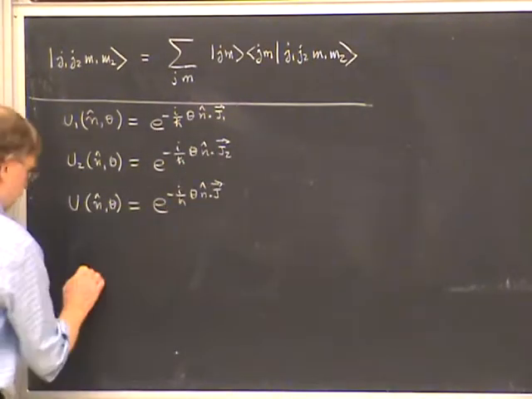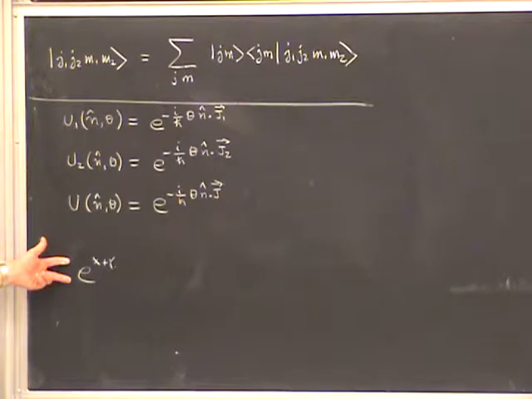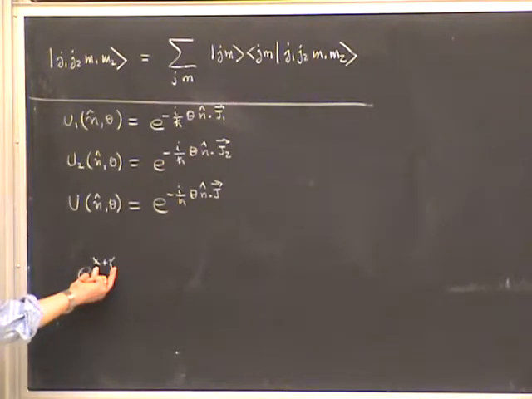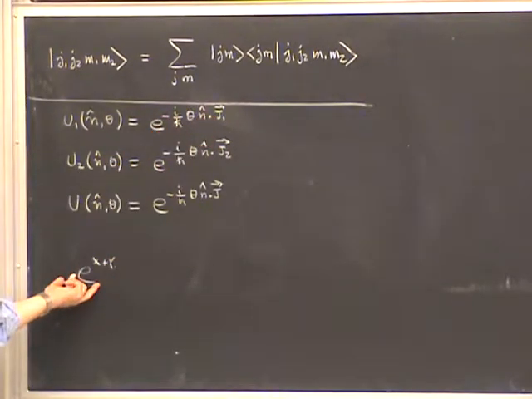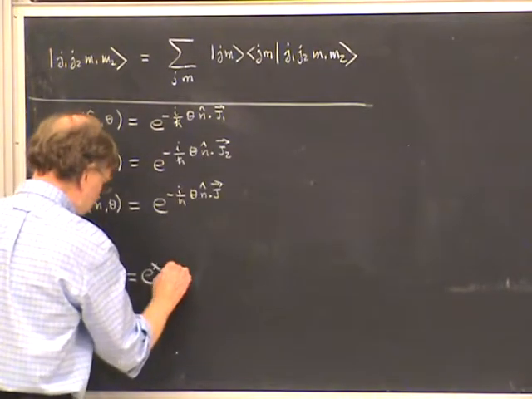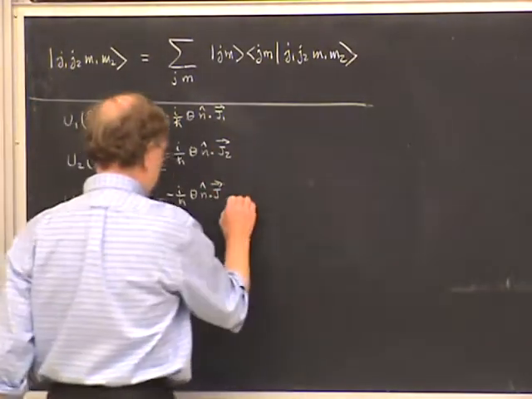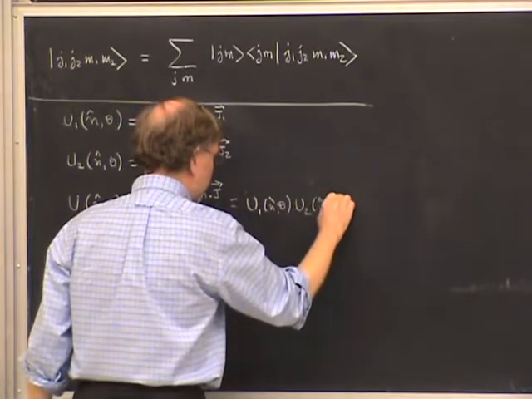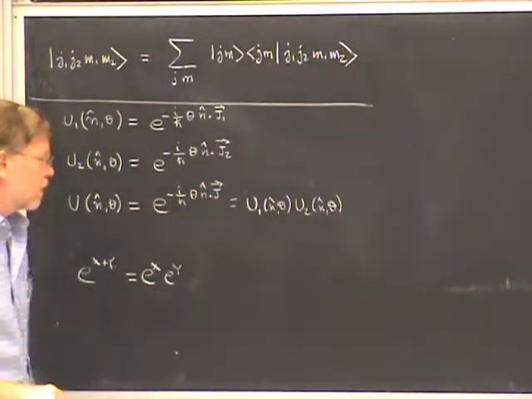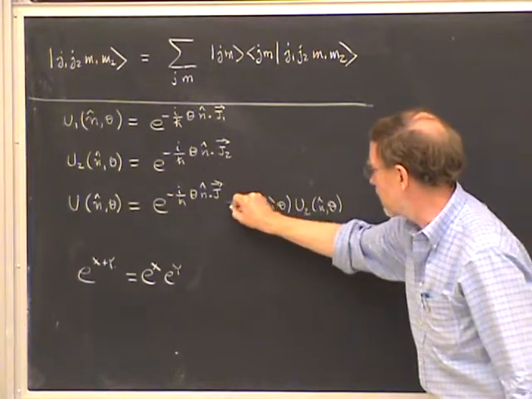So this final expression looks like e to the X plus Y. It's an exponential operator, so it looks like this. And moreover, the X and Y operators commute with each other because J1 and J2 act on different spaces. And if that's true, then an exponential like this follows the rules of ordinary numbers. So this is the same thing as e to the X times e to the Y. And the result, writing J equal to J1 plus J2, is that this factors and just becomes U1(n̂, θ) times U2(n̂, θ). The overall rotation operator, in other words, is just the product of the rotations on the constituent spaces of the product space.